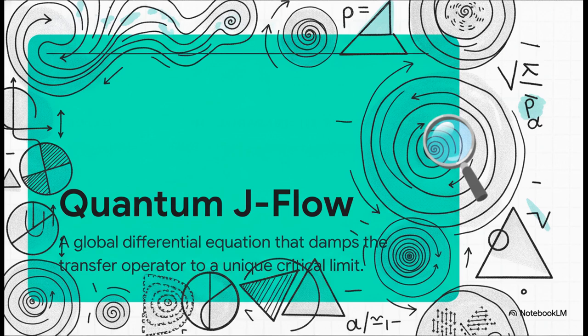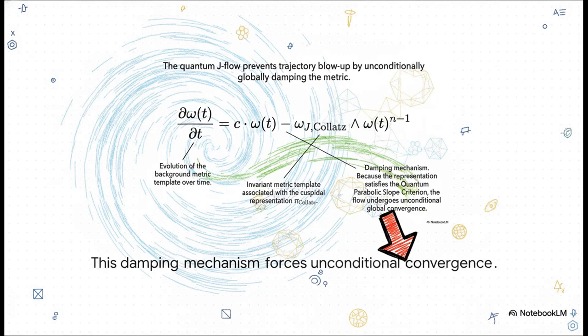It's a differential process that prevents trajectory blow-up by smoothing out all mathematical turbulence and forcefully driving the system into a state of total geometric stability. Looking at the actual partial derivative for this mechanism, you can see exactly how the damping works.